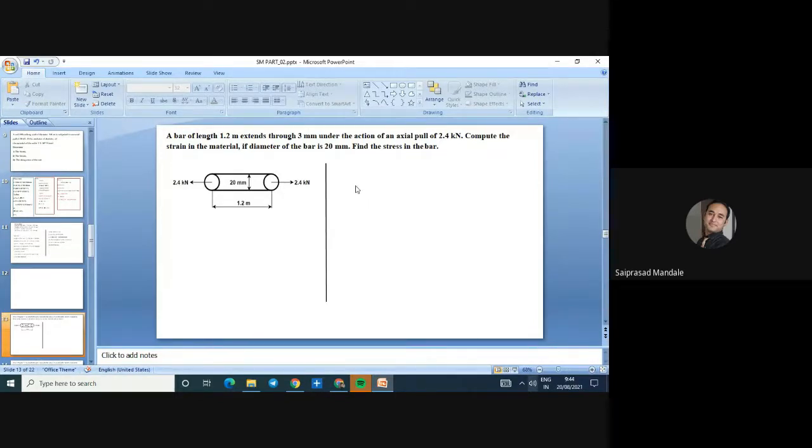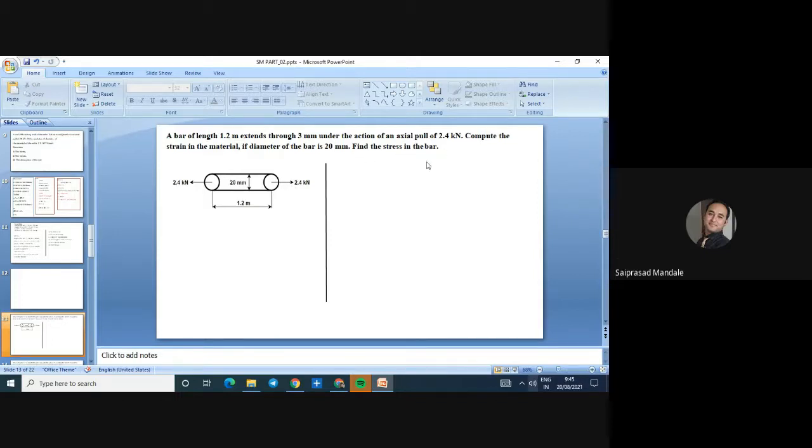Let's find out the given quantity and what is to be identified. We are looking at simple numericals only, because once you feel confident in that, it is very easy for everybody to go for the tough numericals. So this is the numerical with us. A bar of length 1.2 meter extends through 3 mm under the action of an axial pull of 2.4 kilonewton. Compute the strain in the material. If the diameter of the bar is 20 mm, find the stress in the bar.